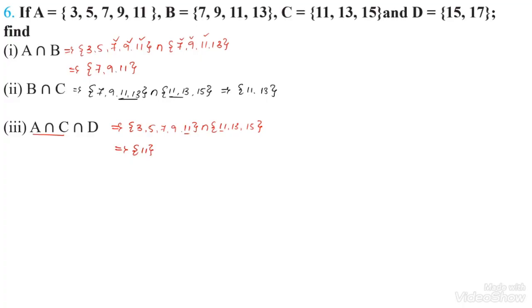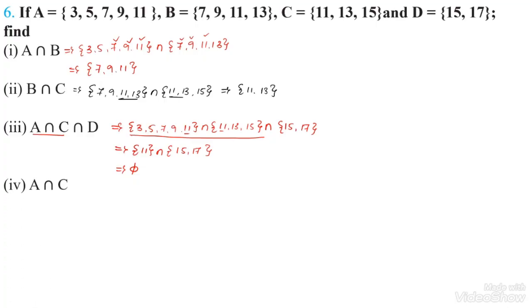After that, intersection of the third set. D contains the elements 15 and 17. First, I have to check the common between these two sets, and after that I will take the intersection with 15, 17. What are the common elements between these two sets? No, there is no common element between the sets. Therefore, A intersection C intersection D will be the null set only.